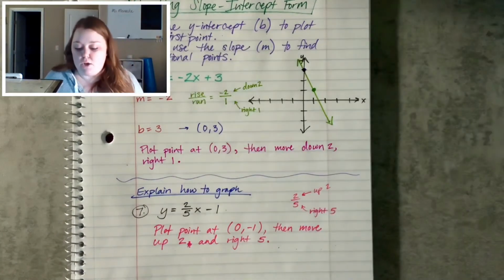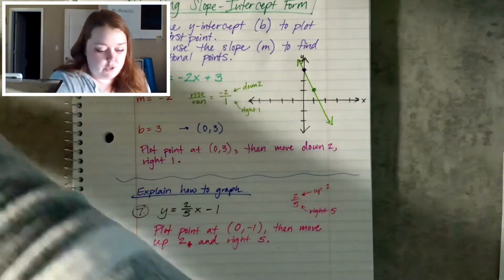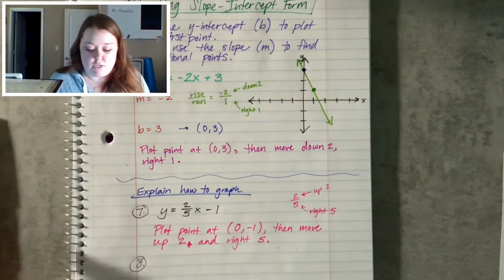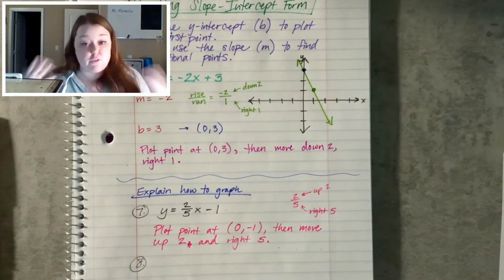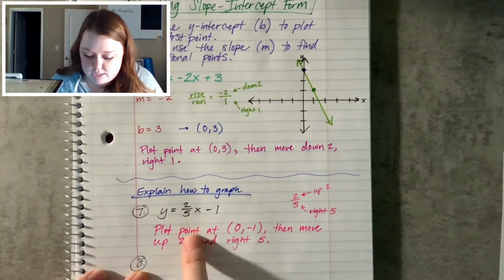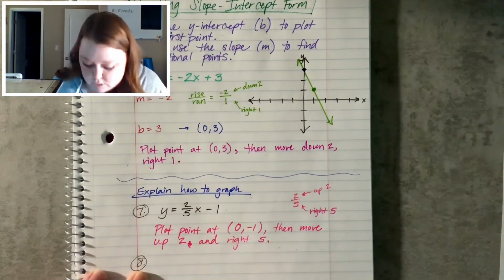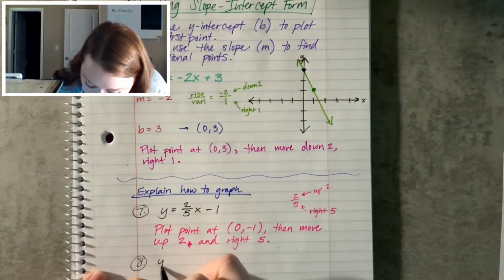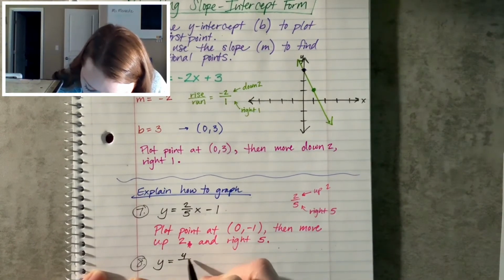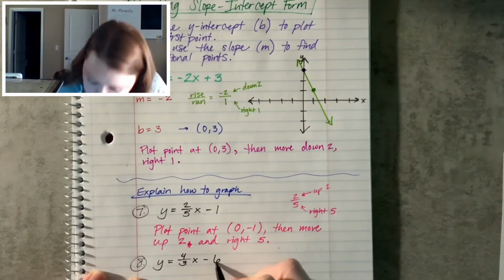Okay, so your last entry task question will be this. You're going to explain how to move, and you're practicing, right? Explain how to graph using similar language as this. Explain how to graph this for me: y equals 4/3 x minus 6.